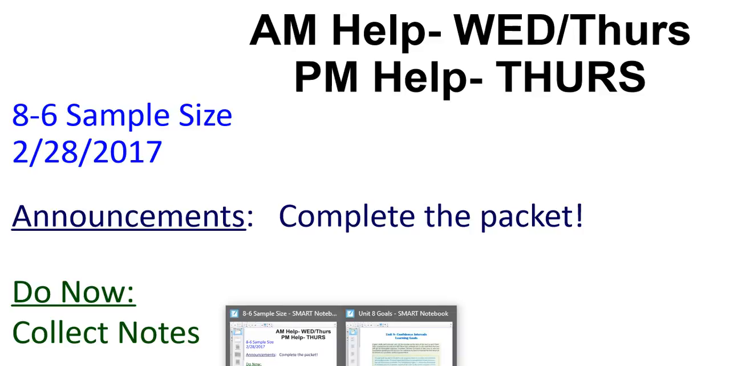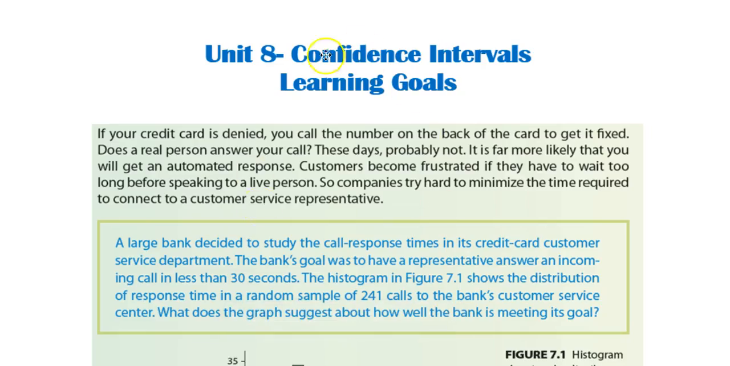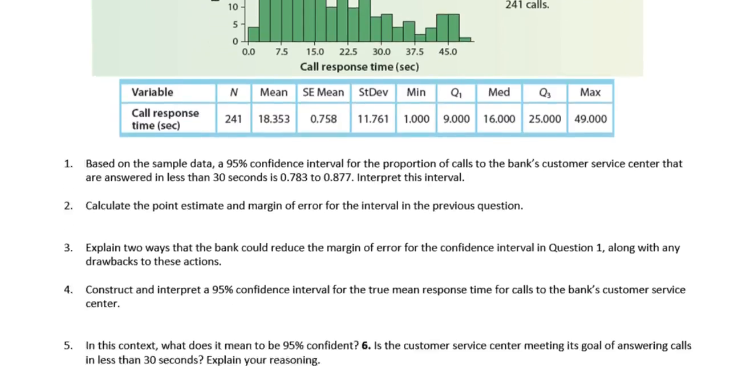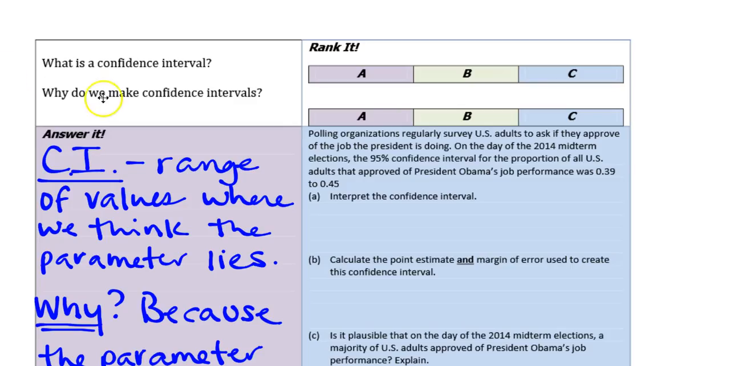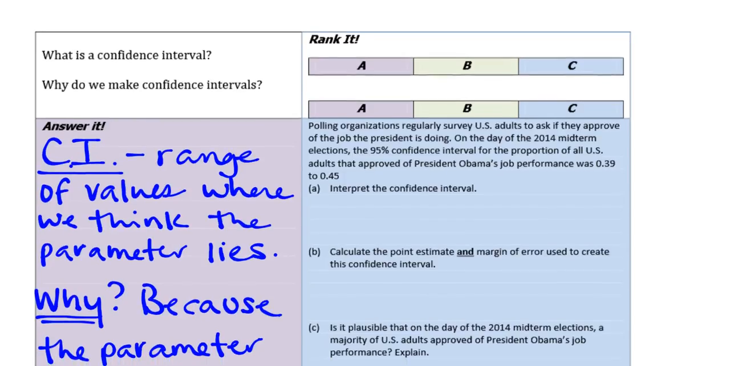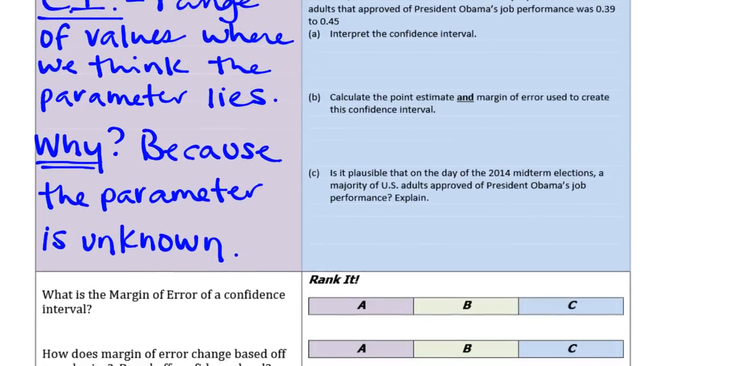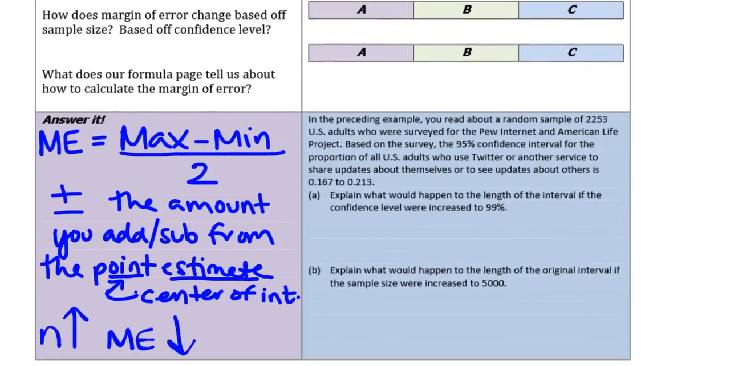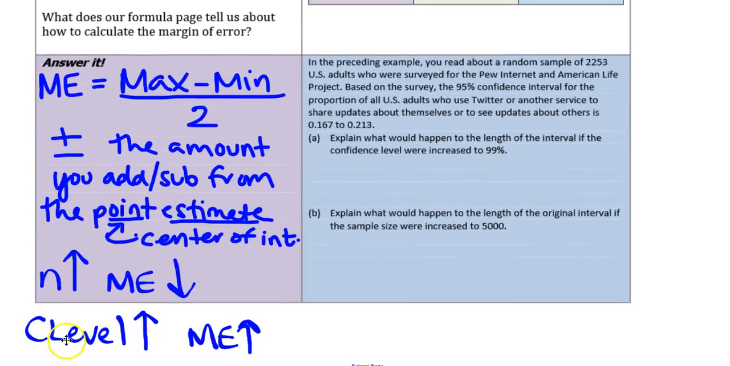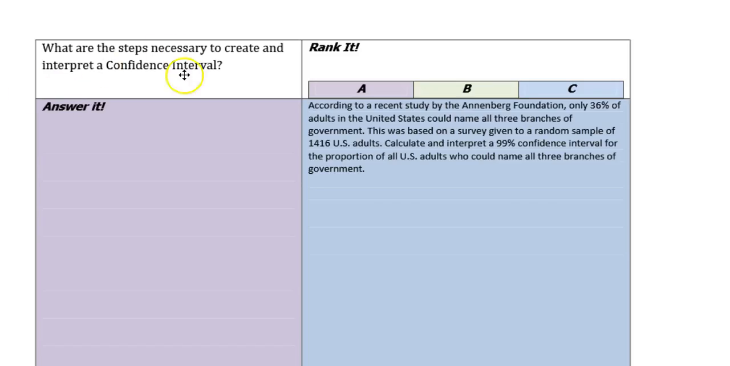So can you please take out your colored packet, the learning goals packet? The front of it looks like this, and we began to fill it out already. We looked at the first page of learning goals about what a confidence interval is and why we make one. We talked about margin of error and how it changes with sample size and confidence level. So just take a moment to find that, and we're going to fill in the second page talking about the steps necessary to create and interpret a confidence interval.